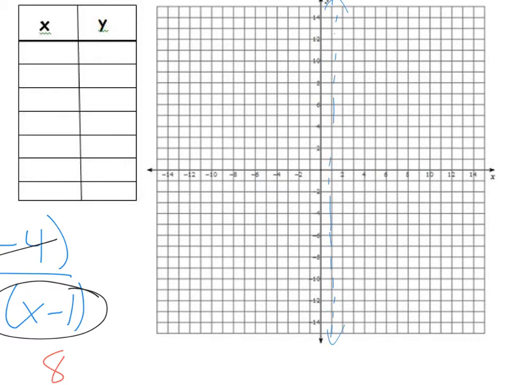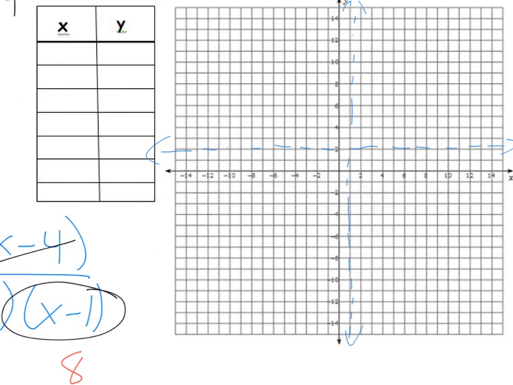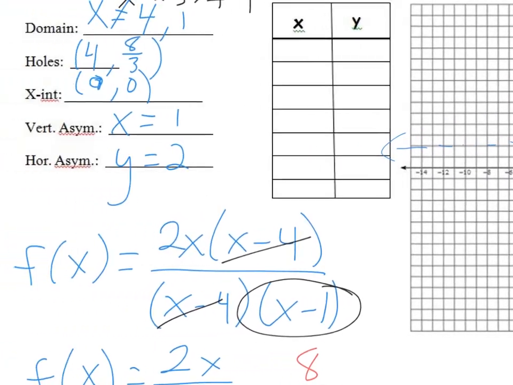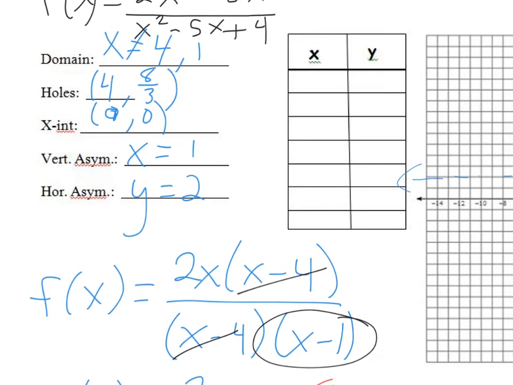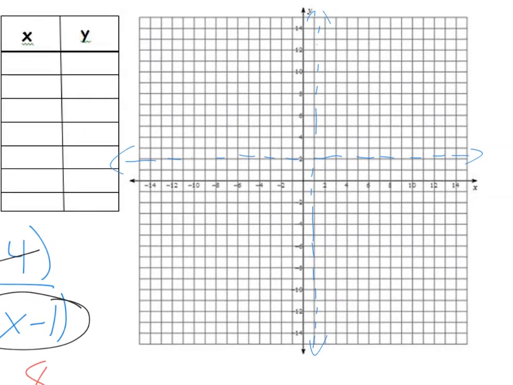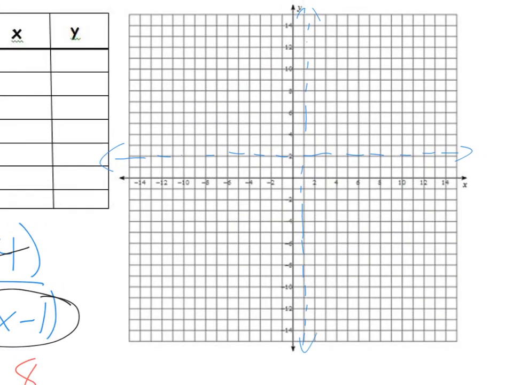And my y equals 2 for my horizontal asymptote. All right. And then I believe my hole was at 4, 8/3. And my x-intercept at (0, 0). So I can do an x-intercept at (0, 0). And then it was (4, 8/3).